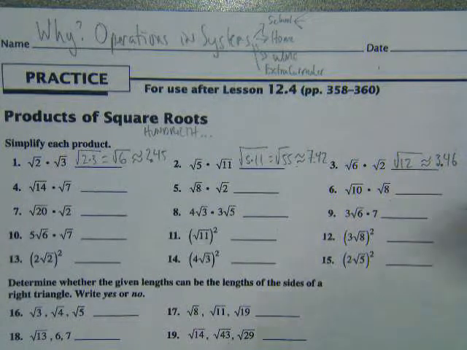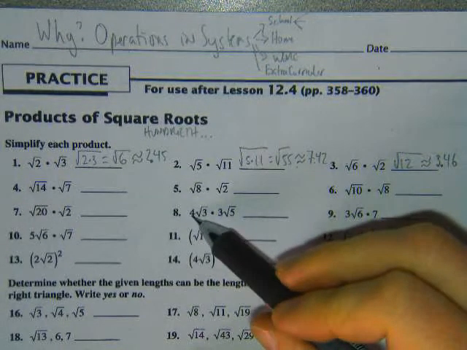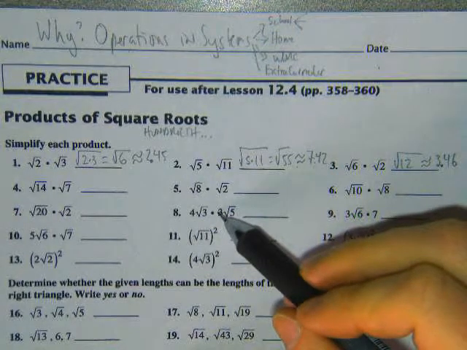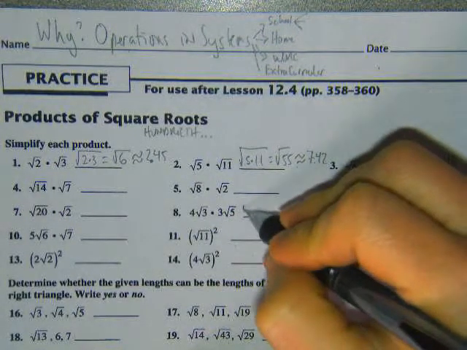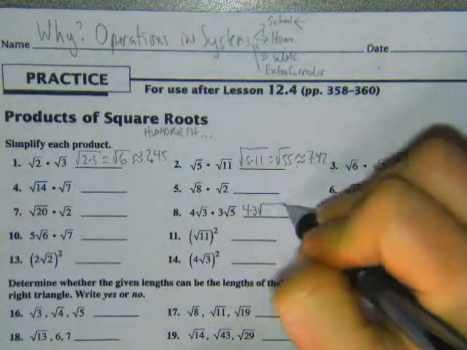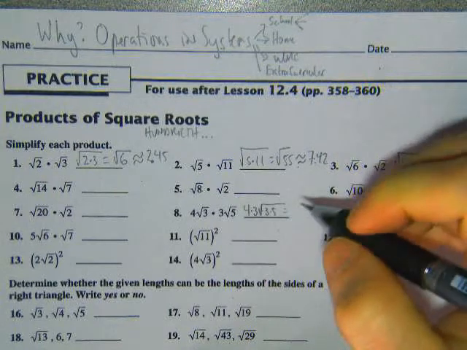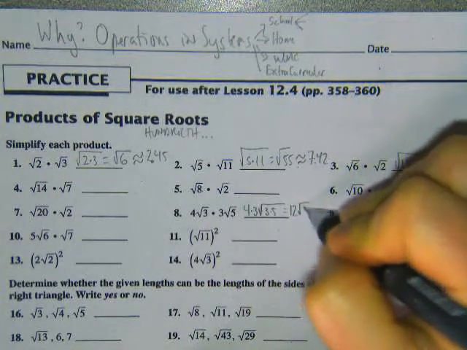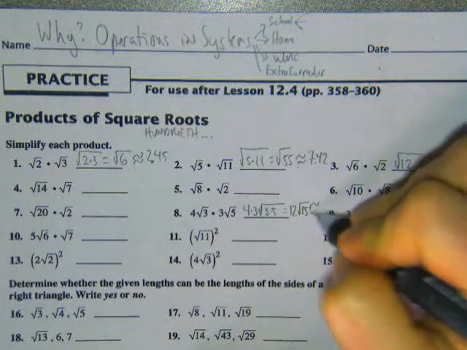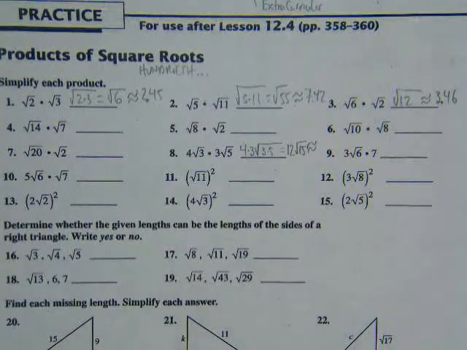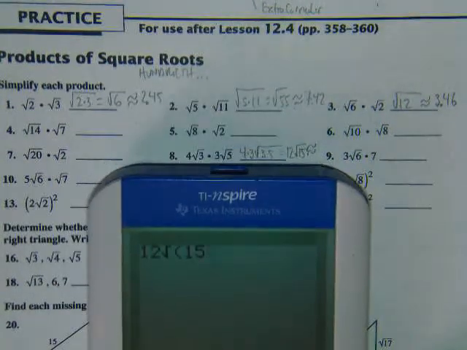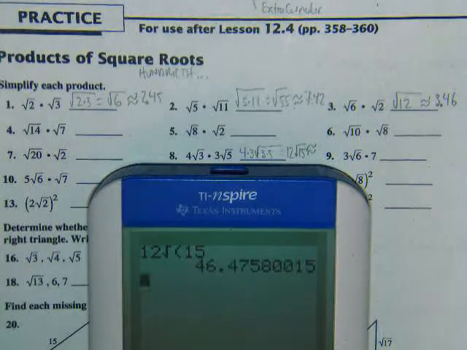Some that are a little more complicated, you get to here. The numbers aren't under the radical, so you just multiply those together. So it'll be 4 times 3, and then under the radical 3 times 5. So what that is 12 root 15, which is approximately, I would just fire that whole thing into my machine. Root 15. 46.48.